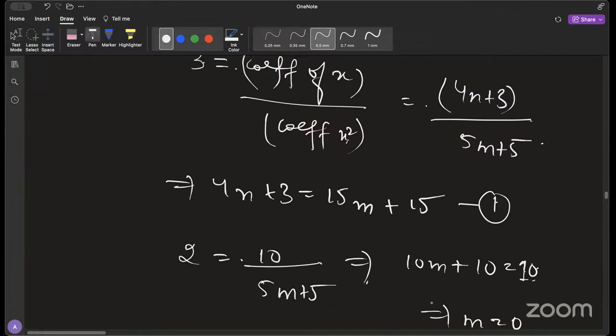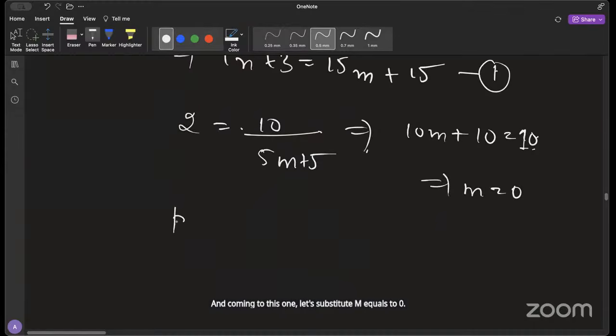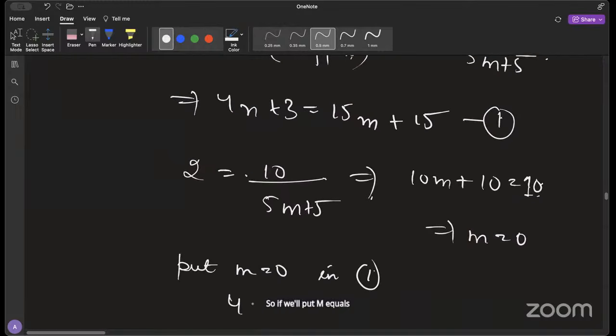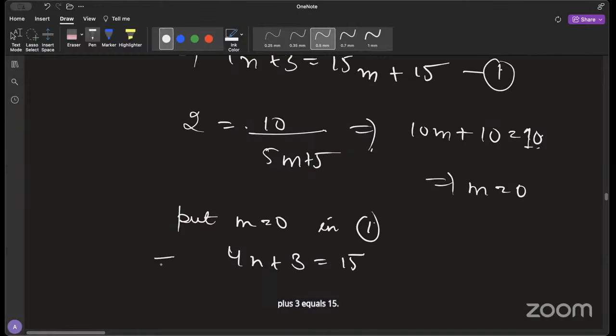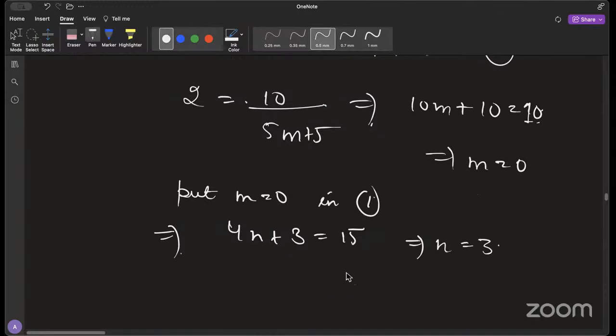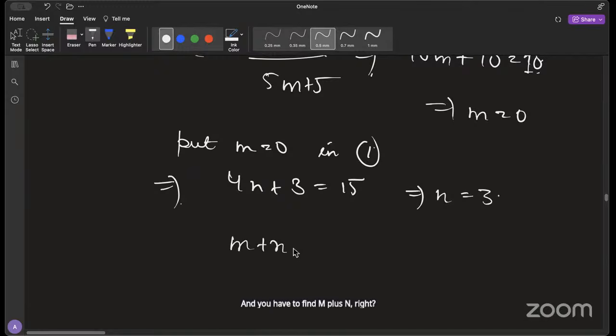And coming to this one, let's substitute m equals to 0 in the first equation to find n, right? So if you put m equals to 0, you'll get 4n plus 3 equals 15. This means your 4n is 12, or you can simply say your n is 3. And you have to find m plus n, right? That is 3. Okay.